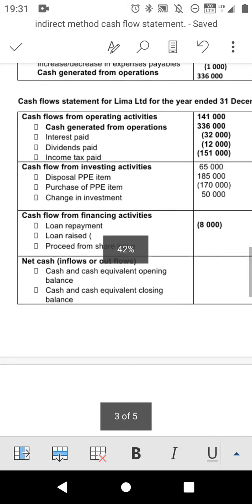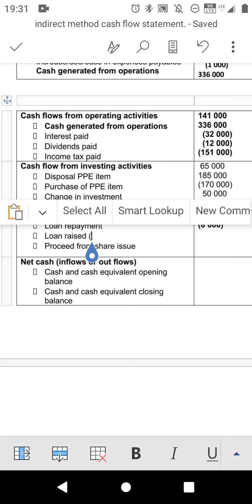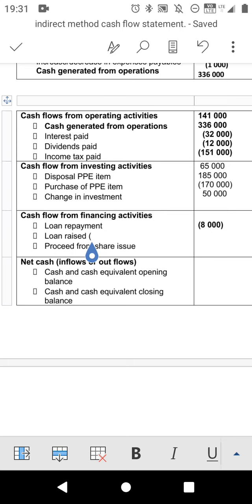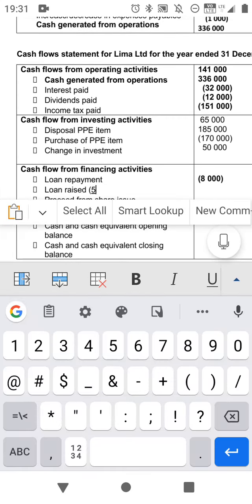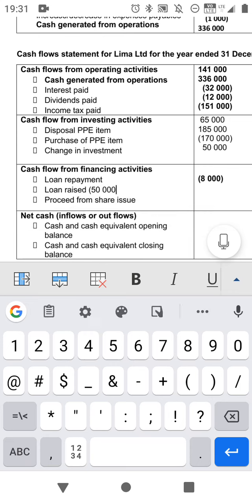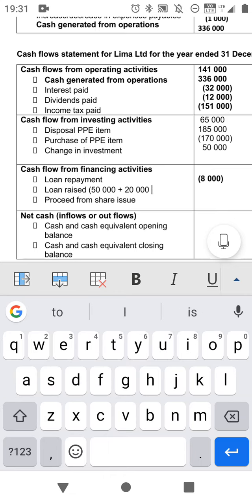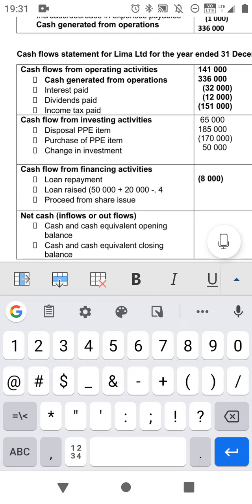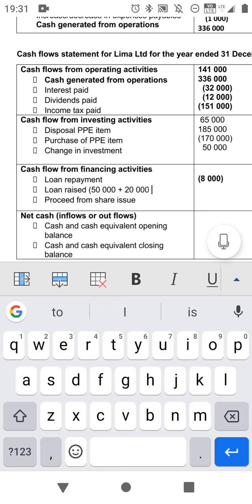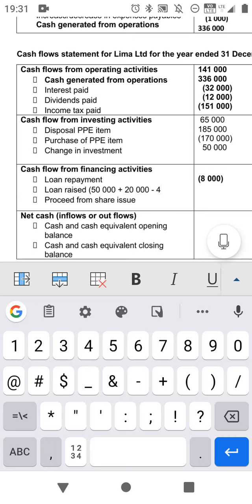Okay, it's 50,000 guys, of last year, the balance that we had. Then now we have to add 20,000. Why are we adding this 20,000? You know that interest increases what? Liability. The interest increases liability. Now, because we repaid 40,000, we reduce what? The liability. Minus 40,000 of repayment.